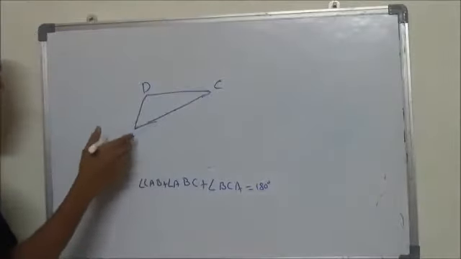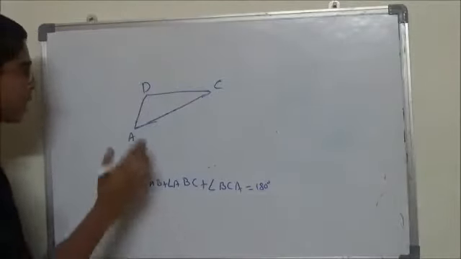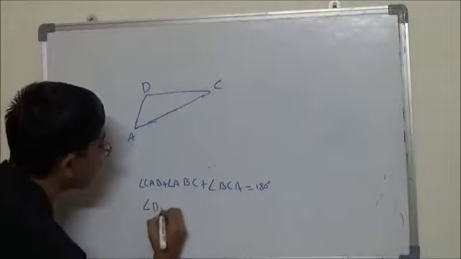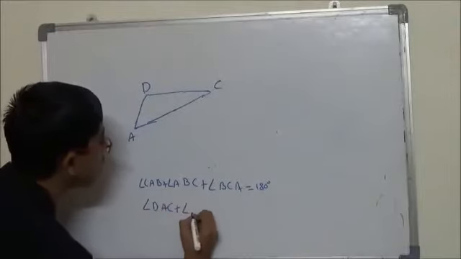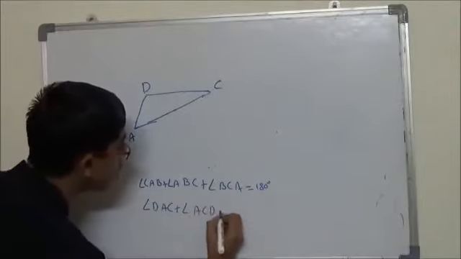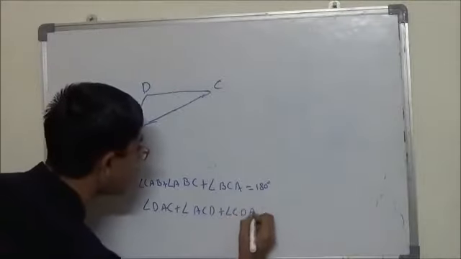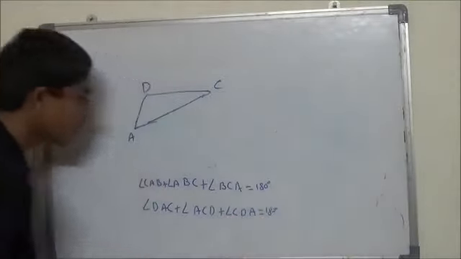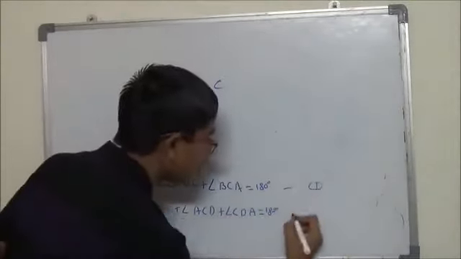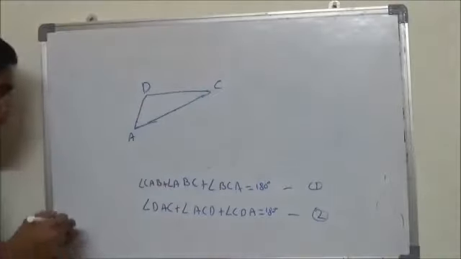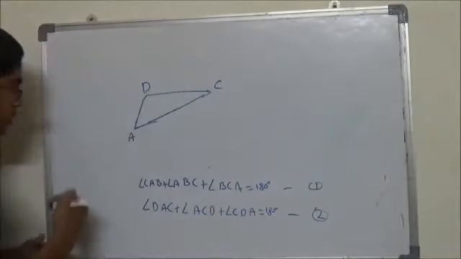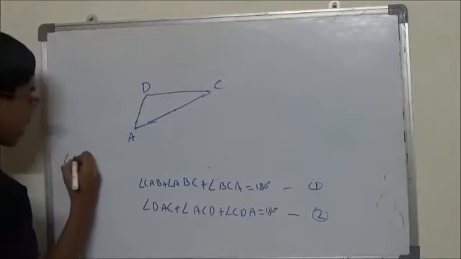So in this triangle ADC, the angle sum property of the triangle is 180 degrees. So angle DAC plus angle ACD plus angle CDA is equal to 180 degrees. This is equation 1 and this is equation 2. Now let's add these both equations.